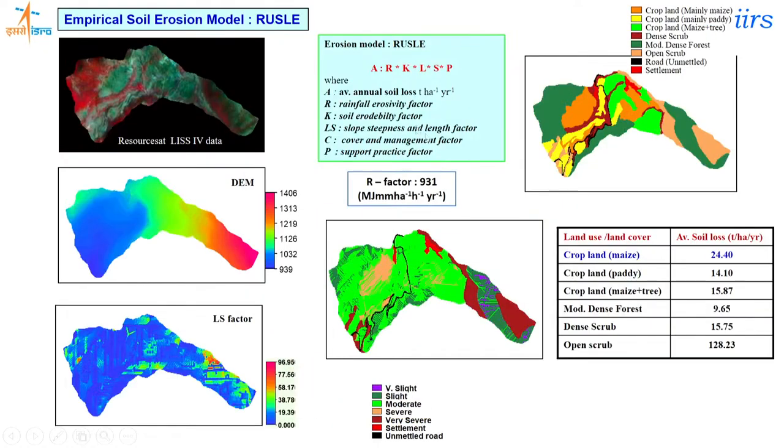Here you see how this model is implemented. From the DEM we have generated the LS factor. From satellite data we generated the land use land cover, and the slope and soil erodibility factors. Integrating those, we get the soil erosion map. And here, in various land use land cover classes, you can also calculate the soil erosion rate. So soil erosion rate can be studied with that.